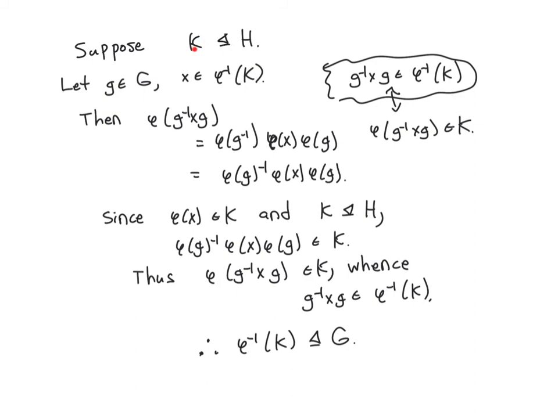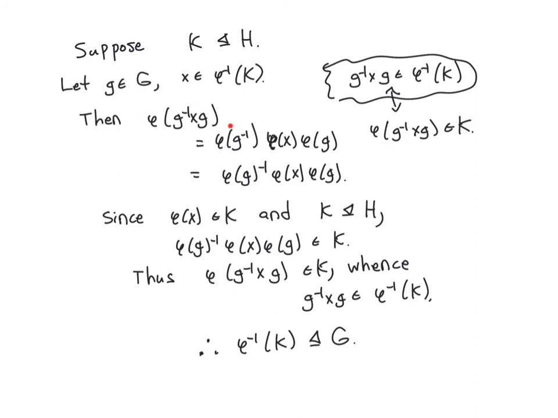Now let's suppose that K is a normal subgroup in H. So this is the codomain. We want to prove that the preimage is a normal subgroup in G. The approach I'm going to take for this proof is to prove that for any element g in G and any element x in the preimage, g inverse x g is also in the preimage. So the preimage is closed under conjugation. Note that this is true if and only if phi of g inverse x g is in K, because that's the definition of preimage. So that's the calculation we're going to show.